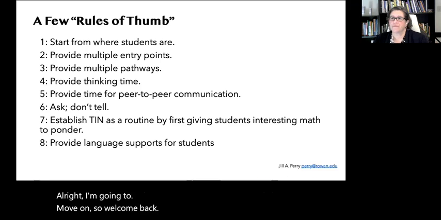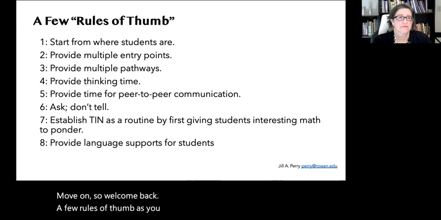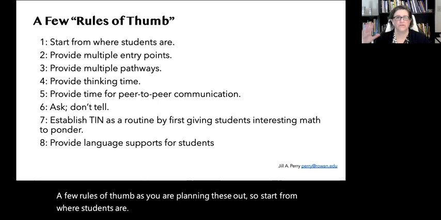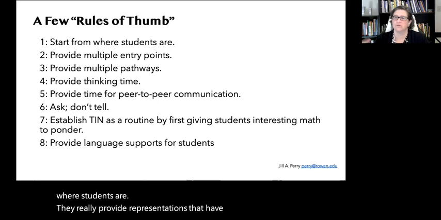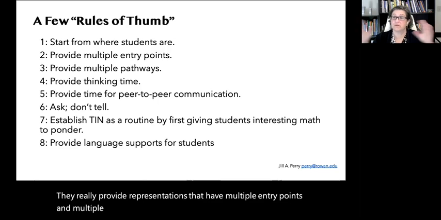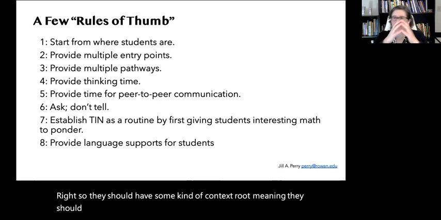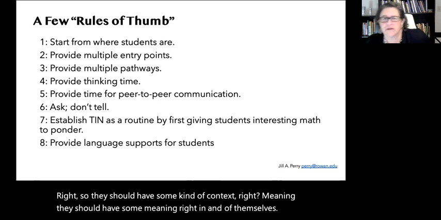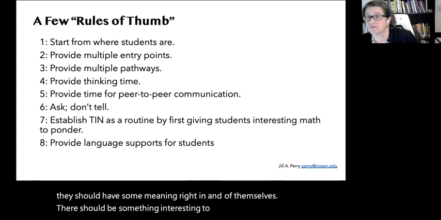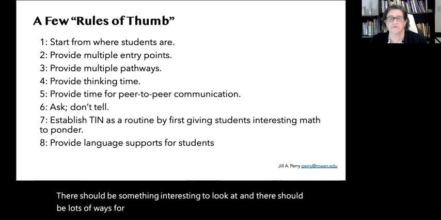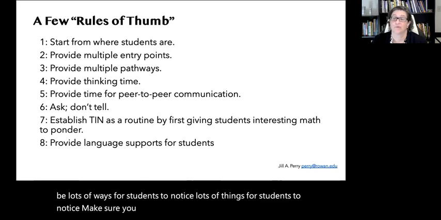A few rules of thumb as you are planning these out. Start from where students are. Provide representations that have multiple entry points and multiple pathways. They should be contextual, right? They should have some kind of context or meaning in and of themselves. There should be something interesting to look at, and lots of things for students to notice. Make sure you provide thinking time. The think part of think, pair, share, that's really important time to protect.